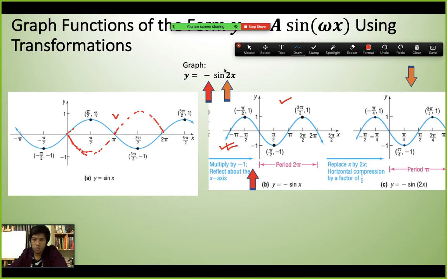Now for this 2, what will happen for this 2? This is a horizontal compression. What does it mean? See, look at this. From 0 to 2 pi, we have one wave. But for this 2, from 0 to 2 pi, within this space, now we will have two waves.